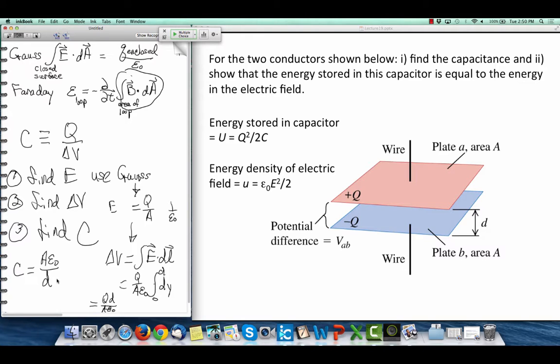What I asked in the problem, I don't want to do right now. Maybe I'll do it next time or maybe not. The reason I don't want to do that right now is that I have another capacitor for you.